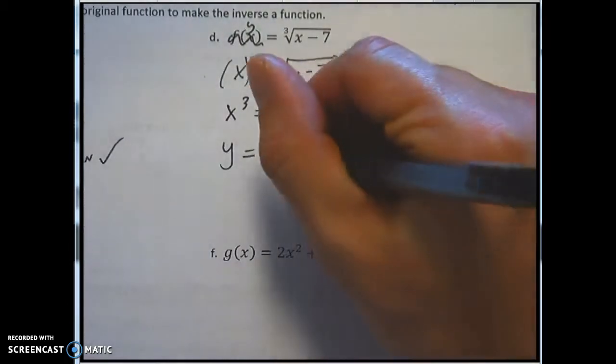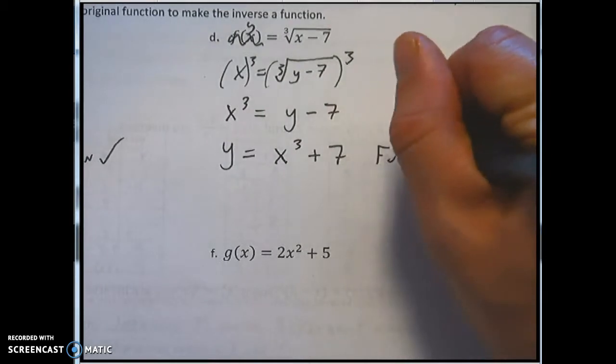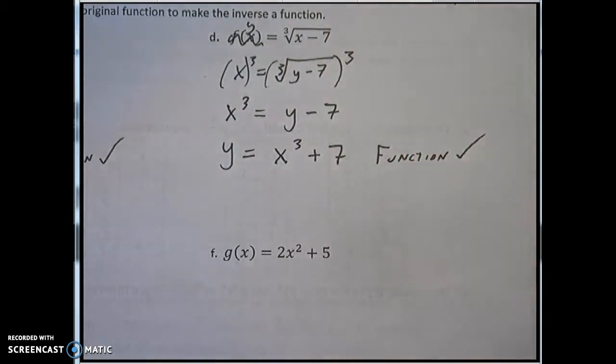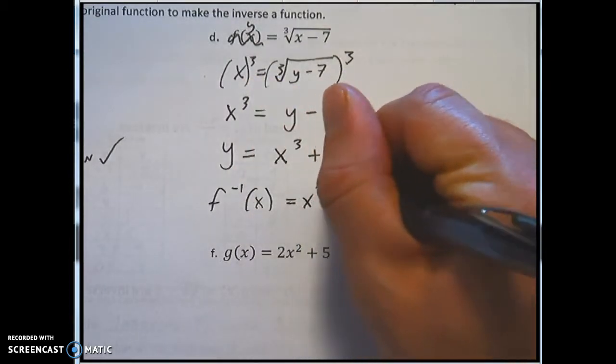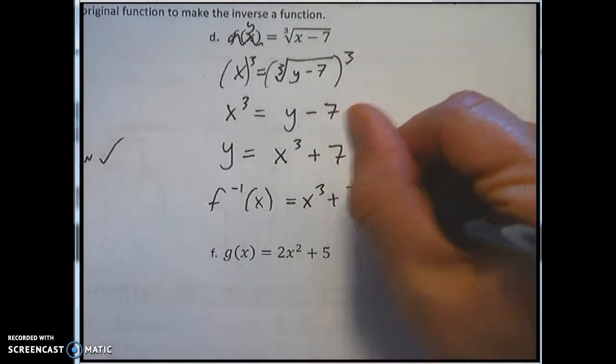Is that a function? Yeah, sure it is. It's a cubic function. So I'm going to write it in function notation. F inverse of x equals x cubed plus 7.